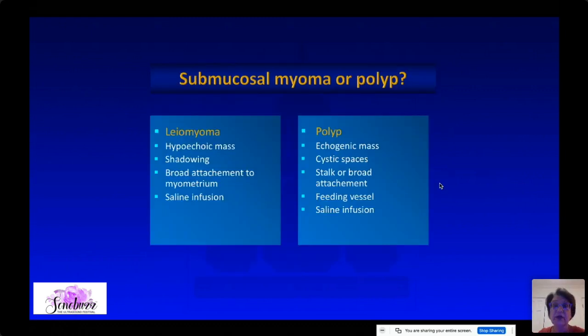Now, the other dilemma we can have is whether it is a submucosal myoma or a polyp, if you see a predominantly endometrial mass. So leiomyomas tend to be hypoechoic, may have shadowing, and tend to have a broad attachment to the myometrium, versus endometrial polyps, which tend to be more echogenic. They may have cystic spaces. They can have a stalk or broad attachment, one or the other, but they often have a feeding vessel. And of course, saline infusion can be very, very helpful.